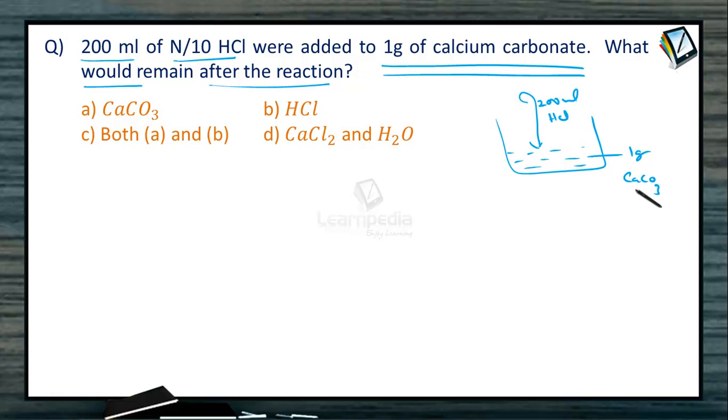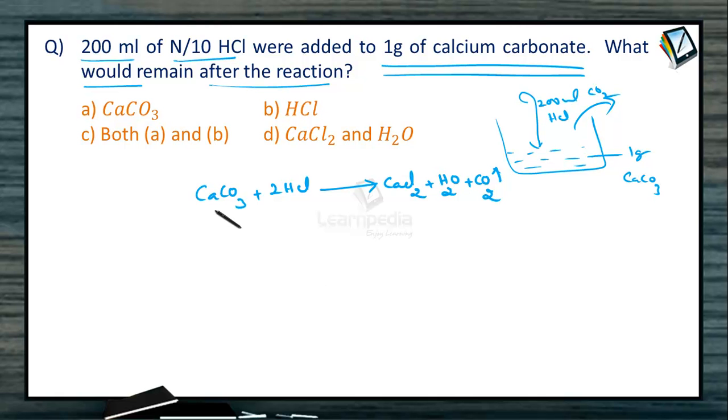So here calcium carbonate, a metal carbonate, basic in nature, and acid we are adding, so neutralization reaction takes place. So the question is an acid base reaction once again. So CaCO3 reacts with an acid, that is HCl, to give CaCl2 plus H2O and CO2. And CO2 being a gas goes out. So now the question is, what would remain after the reaction?